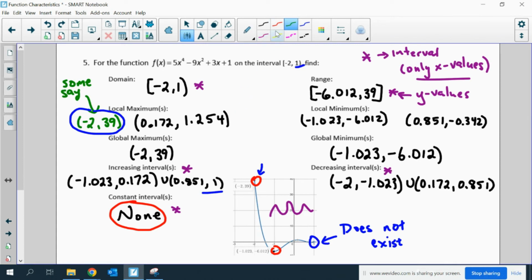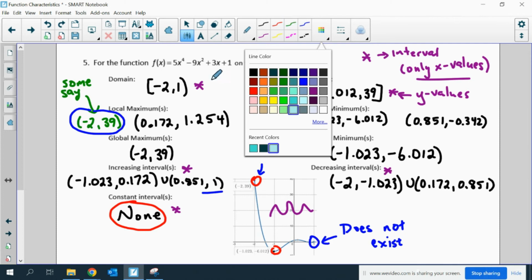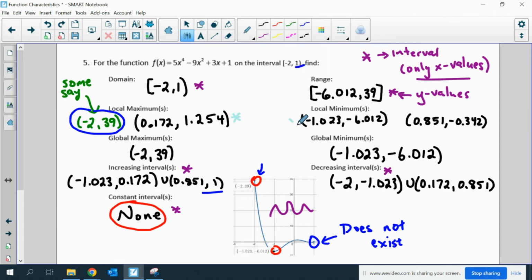And then everything that I'm about to star in whatever this color is are points or ordered pairs. Those are x comma y.